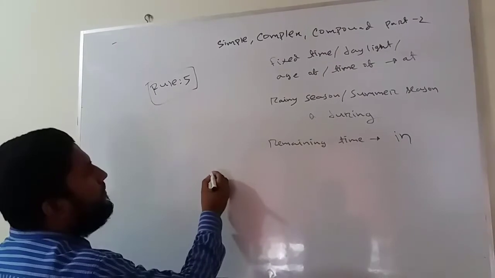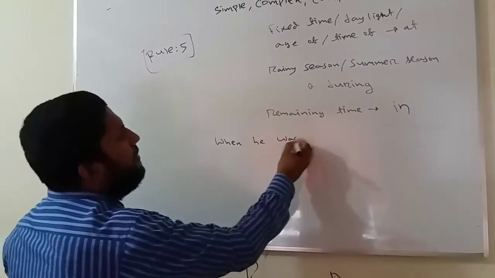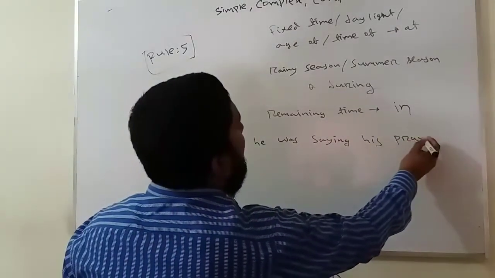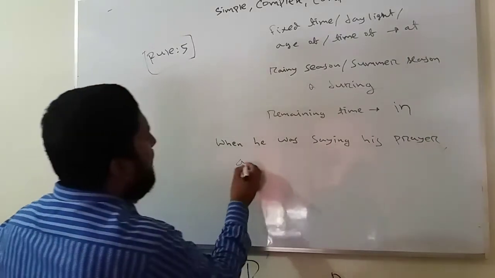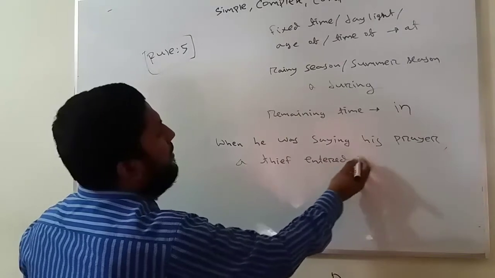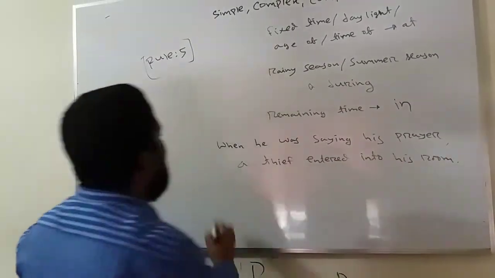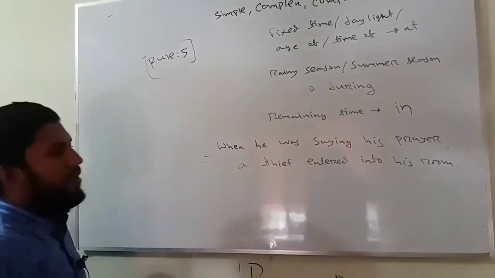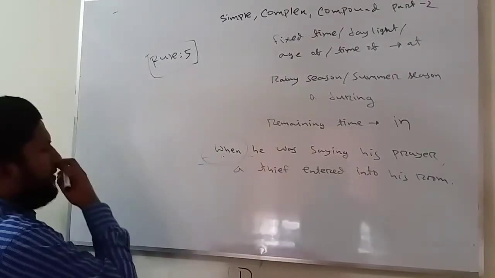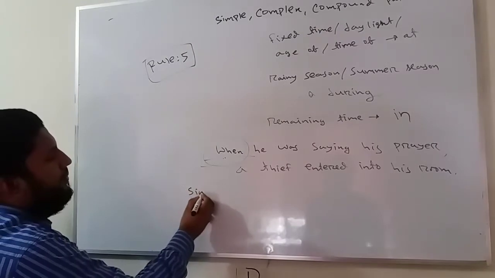Look at the example. When he was saying his prayer, a thief entered into his room. Look at the sentence. This is a complex sentence. Here when is the sign of complex. So change the same sentence into simple form.